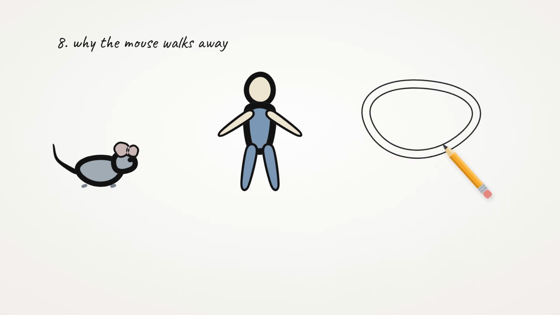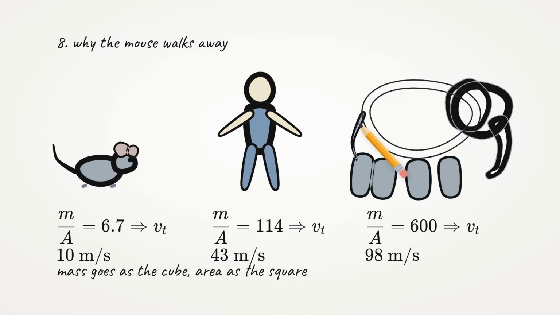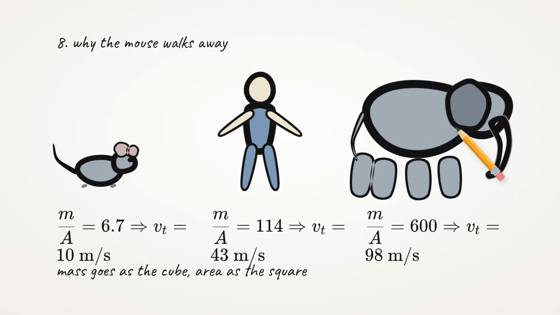A mouse tops out at 10 meters per second, a person at 43, our elephant at 98. Per kilogram, it lands with 47 times the mouse's energy.